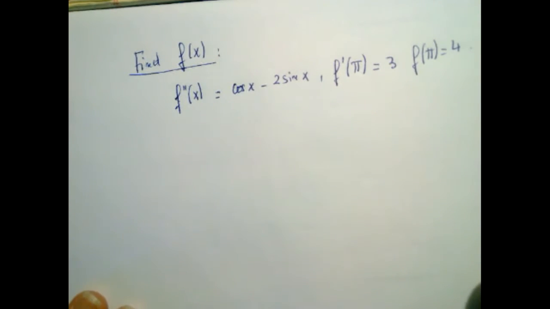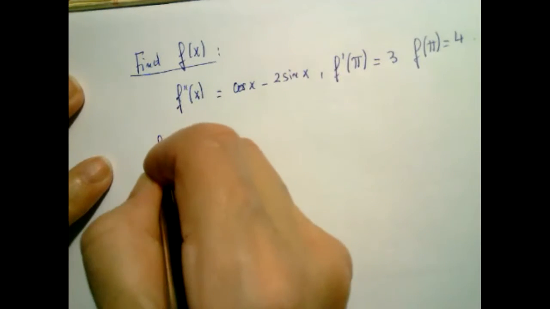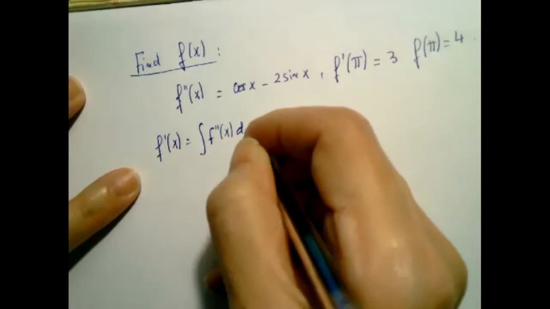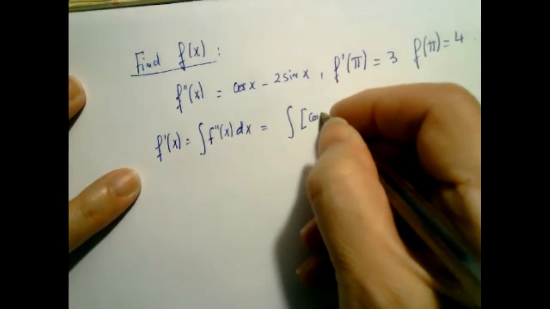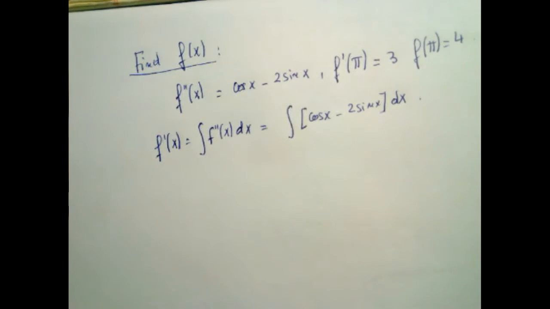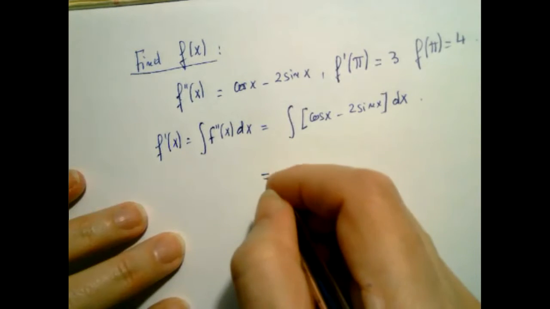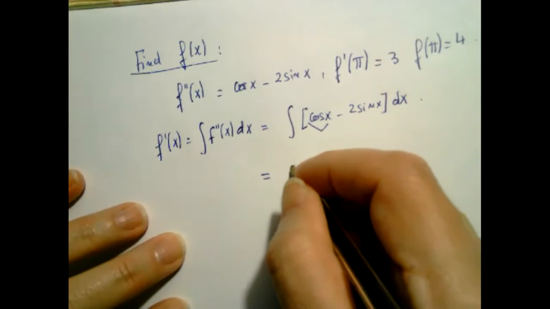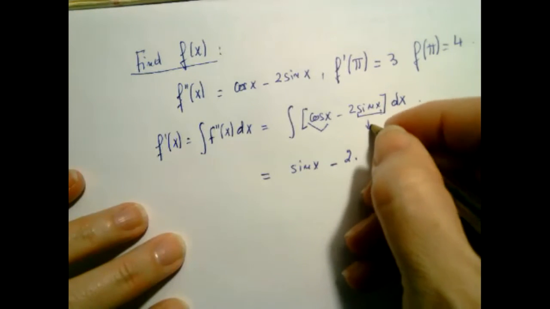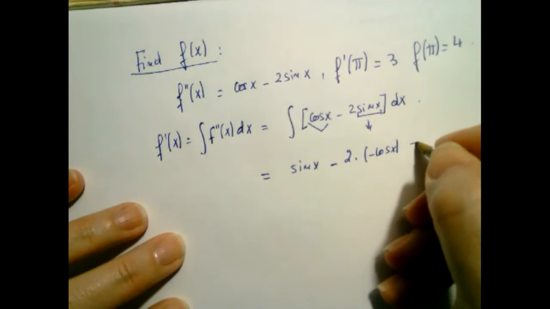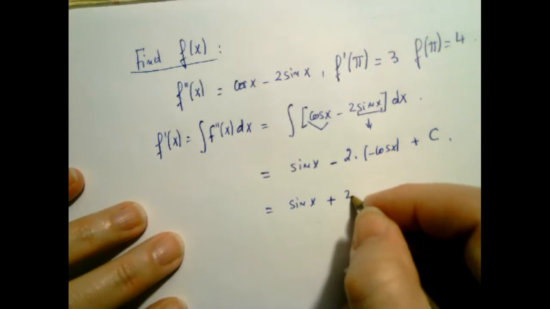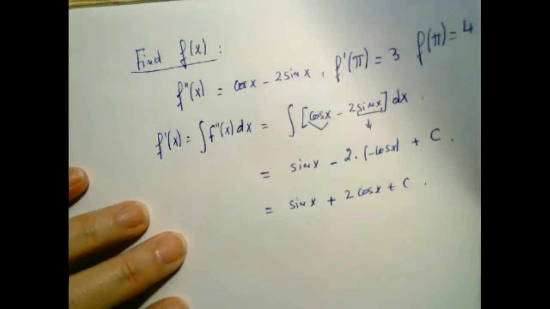Okay, so let's do that. So first I need f prime. F prime is the antiderivative of the second derivative. Okay, so it means the antiderivative of cosine x minus 2 sine x. Okay, the antiderivative of cosine is the sine. Minus 2, that's a constant. The antiderivative of sine is minus cosine plus a constant c. So this will give me sine x plus 2 cosine x plus c. So that's my f prime.